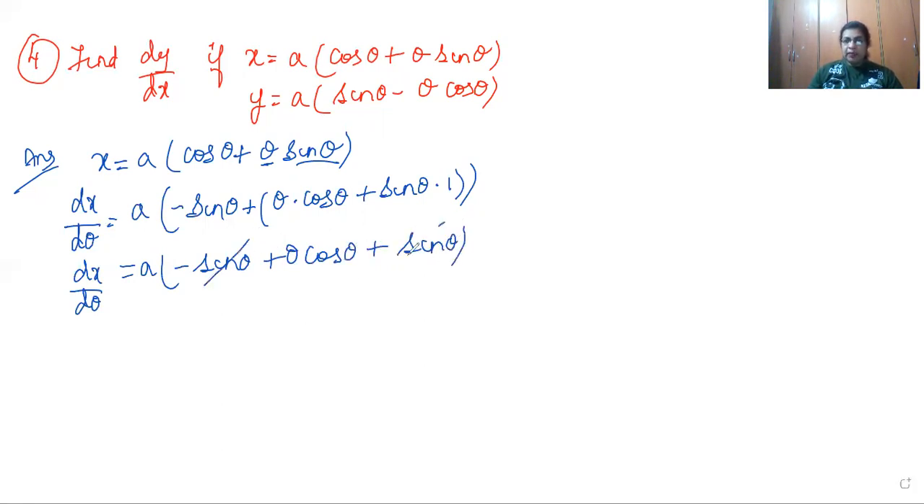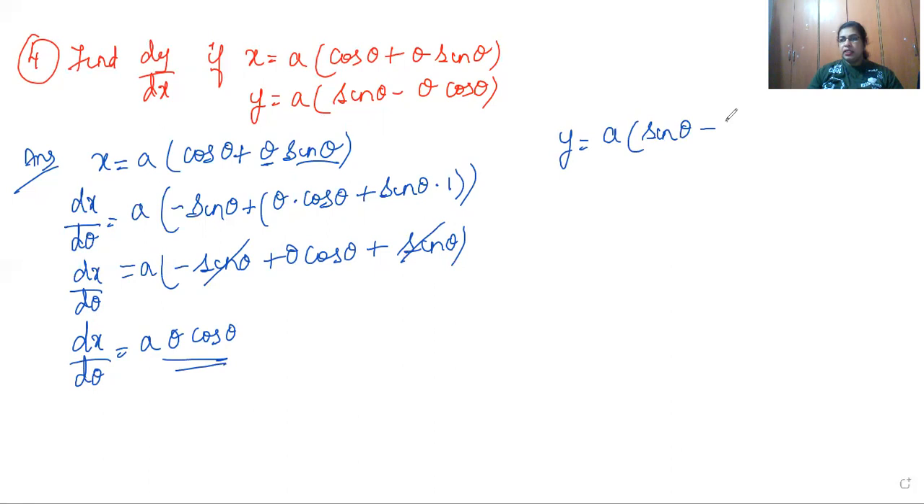So plus sine theta minus sine theta gets cancelled and you are left with dx by d theta is equal to a into theta cos theta. Next we have y is equal to a into sine theta minus theta cos theta. Let us simplify. So dy by d theta is equal to a, write as it is, sine theta is cos theta, put a minus and then product rule. Okay, put a bracket, otherwise minus will go only for the first term and you will get a wrong answer.